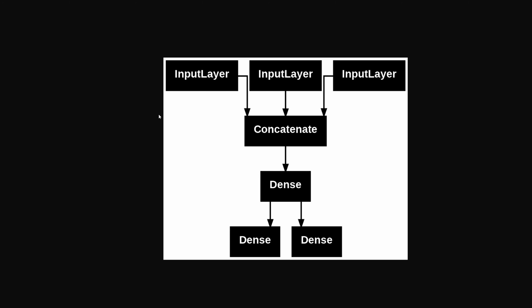So if we use that plot function we learned about before, this is what it looks like. So we have our first input, our second input, and our last input. That is fed into our concatenate layer, so it's all combined together.